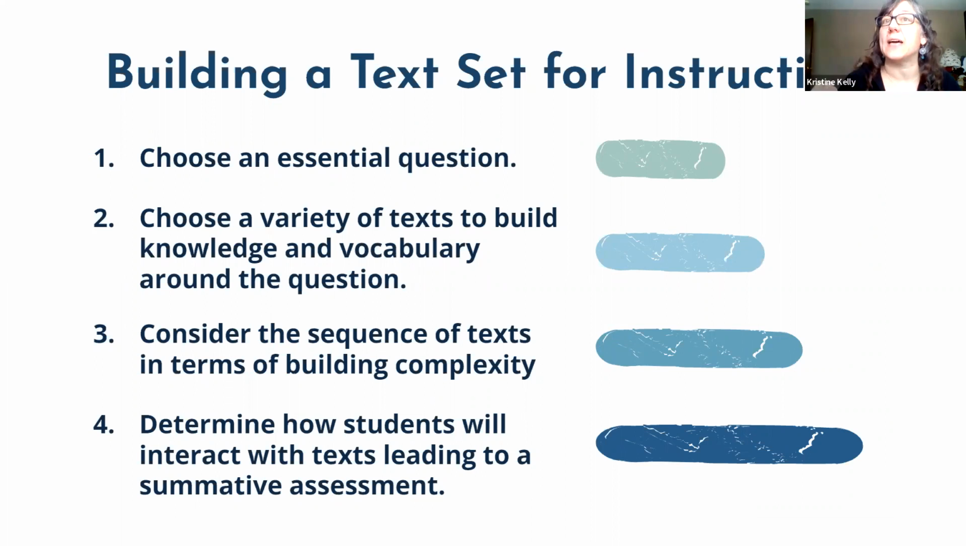Consider the sequence of text in terms of building complexity. With one particular group, you might start in one place, but then the next time you use it, maybe next year or the second part of the year, you have a group that has a little different background knowledge. You might start with a different one. Determine how students will interact. For each of these texts you can create activities, whether they're questions, speaking and listening activities, or graphic organizers. That's the part where, as the teacher, you decide how you want them to work with text.